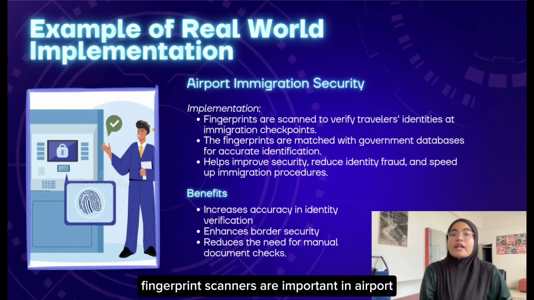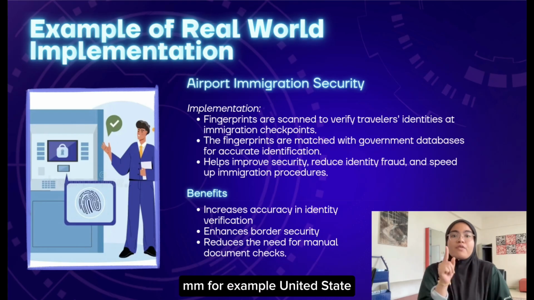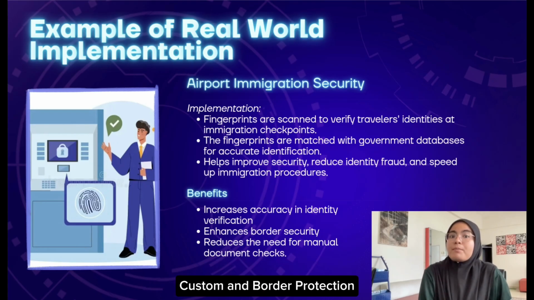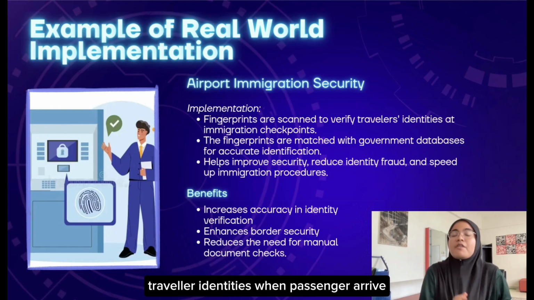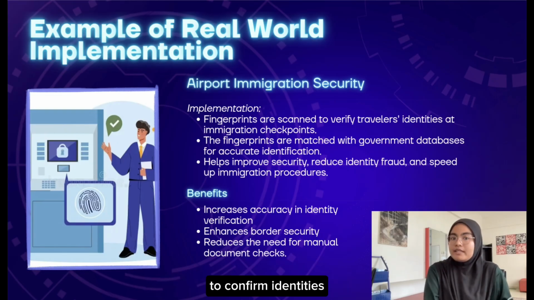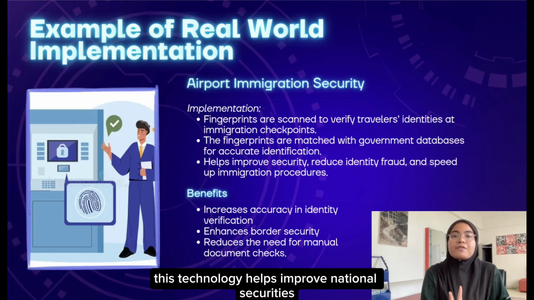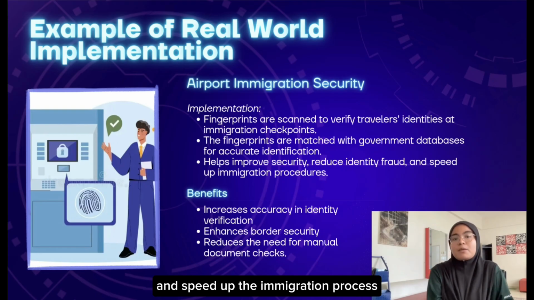The last one, fingerprint scanners are important in airport immigration and border control systems. For example, United States Customs and Border Protection use a biometric fingerprint system to verify traveler identities. When passengers arrive, their fingerprints are scanned and matched with a government database to confirm identities. This technology helps improve national security, reduce identity fraud, and speed up the immigration process.